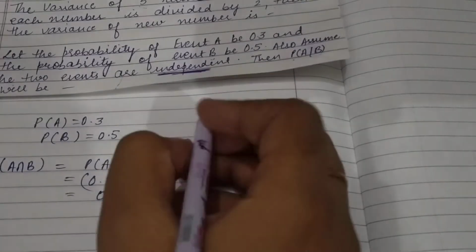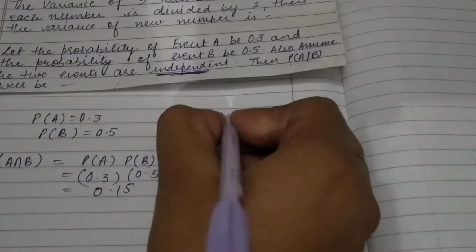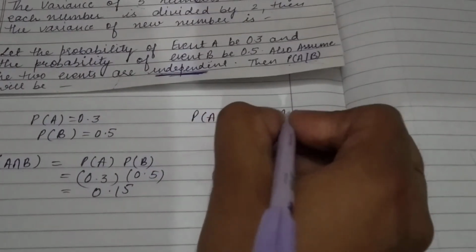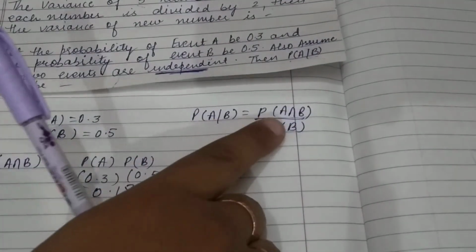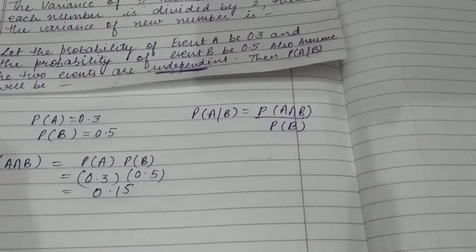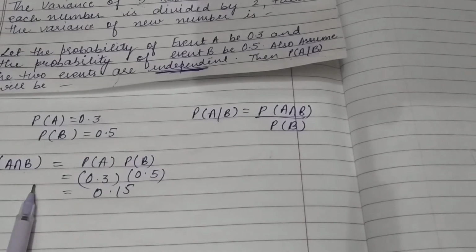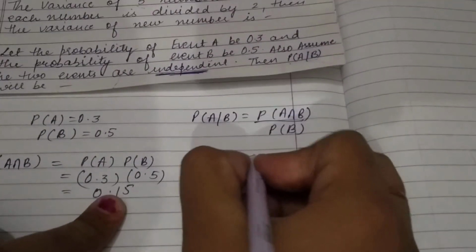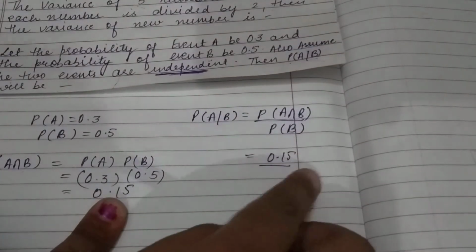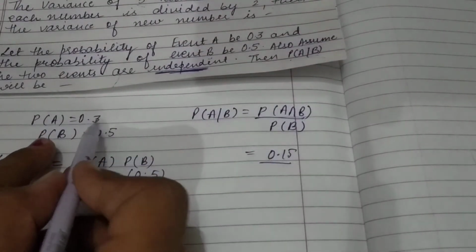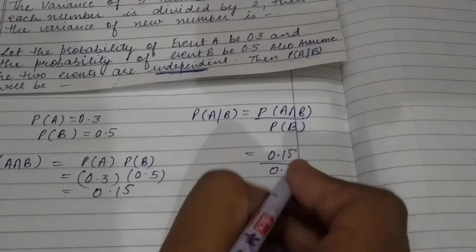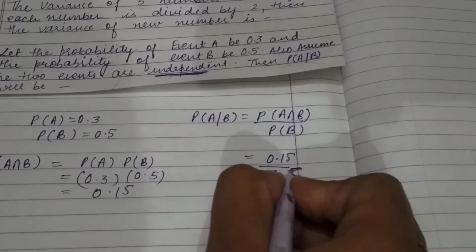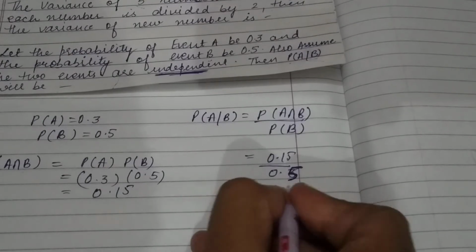Why have we calculated this value? Just because we have to calculate the value for this, and the formula of this is: probability of A intersection B upon probability of B. So just because of this, we have calculated the value of A intersection B. Now we'll simply put 0.15 over probability of B, which is 0.5, sorry. So the answer is 0.3.